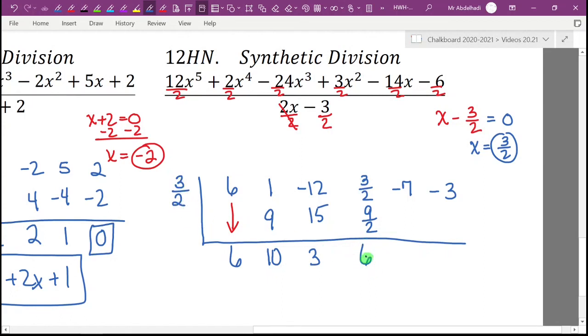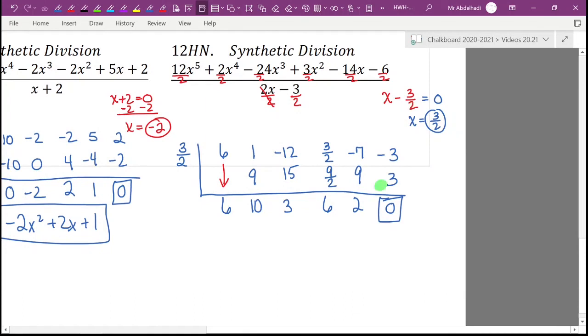3/2 times 6 is 3 times 6, which is 18, divided by 2, which is 9. 9 minus 7 is 2. 3/2 times 2, 3 times 2 is 6, divided by 2 is back to 3. -3 plus 3 is 0. So we have another 0 remainder here.